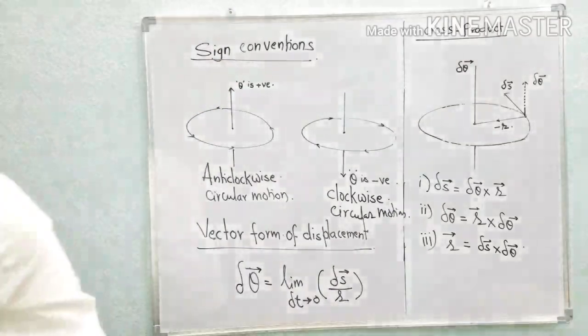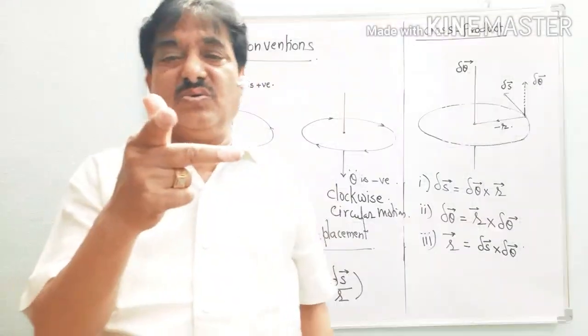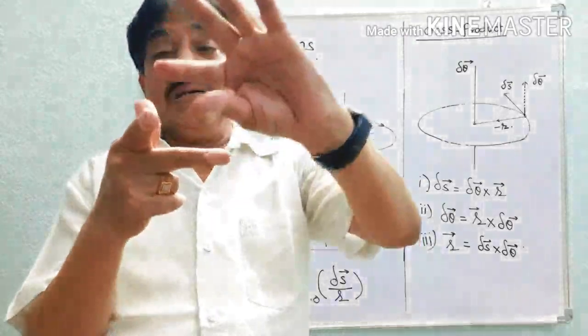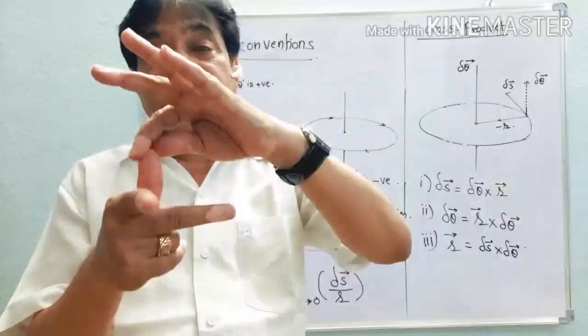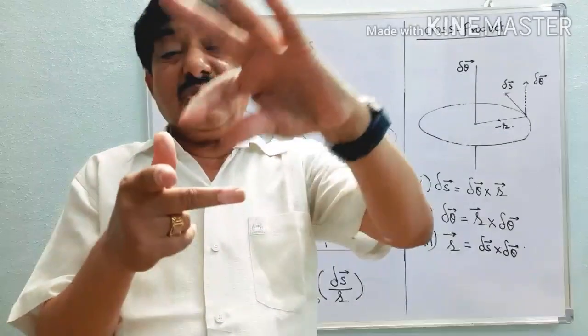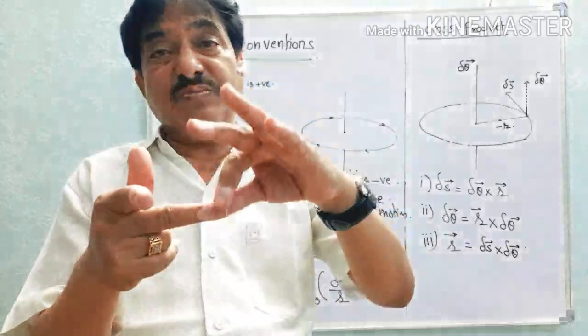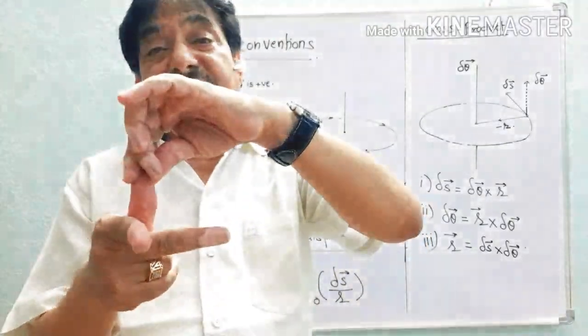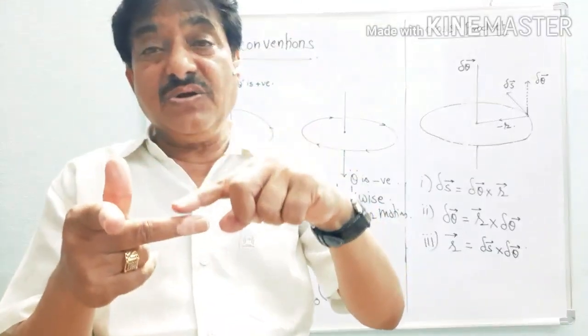So, what is the right-hand rule? In the right-hand rule, there are three vectors. If this is vector A, this is vector B, this is vector C, then the cross product of these two vectors, A cross B, is a third vector C, which is perpendicular to both vector A as well as vector B.